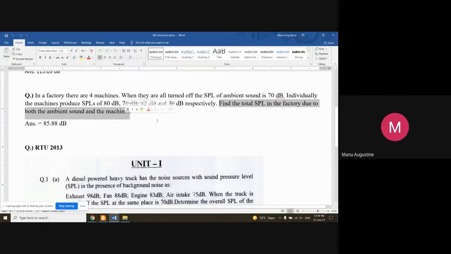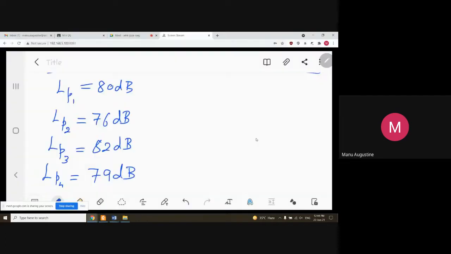So one thing I have to do, I understand from this question that 4 machines are now simultaneously working and they are producing this many decibels individually. And apart from the sound of machines, there is ambient sound also, which is 70 decibels. So I will take this down also. The ambient sound, let us say the sound pressure level due to ambience, let us call it as LPA. This is 70 decibels.